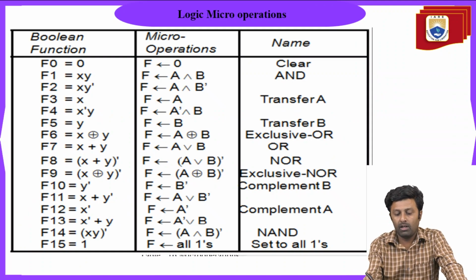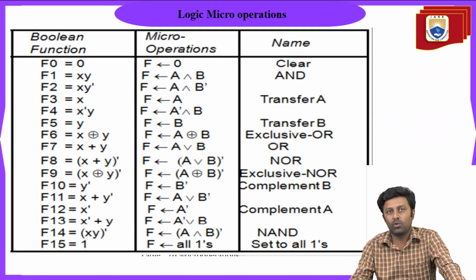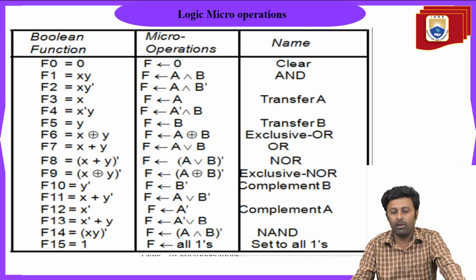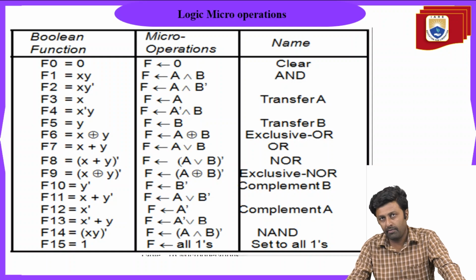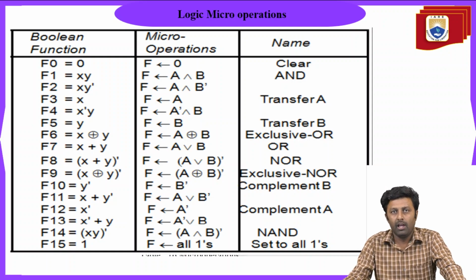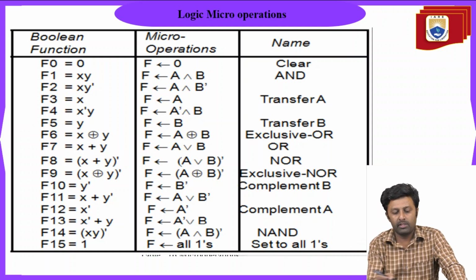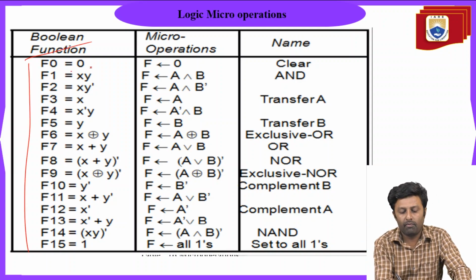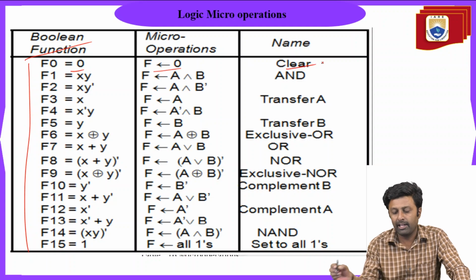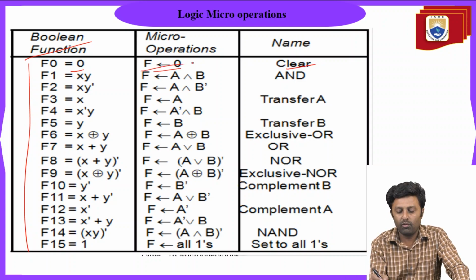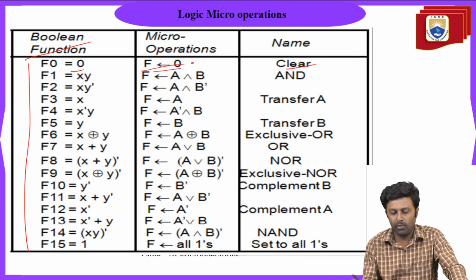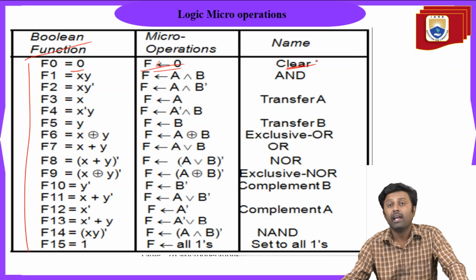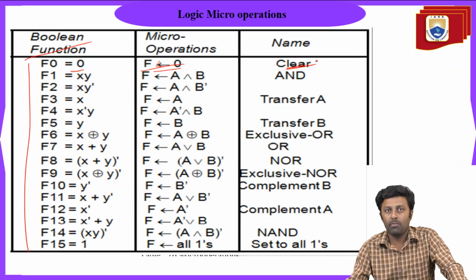This table shows the mnemonics for the representation of different logical micro operations in computer architecture. So this shows the Boolean operations, that is the 15 operations. The first operation is the clear operation. The mnemonic is F arrow mark 0. So this will perform the clear logic operation.